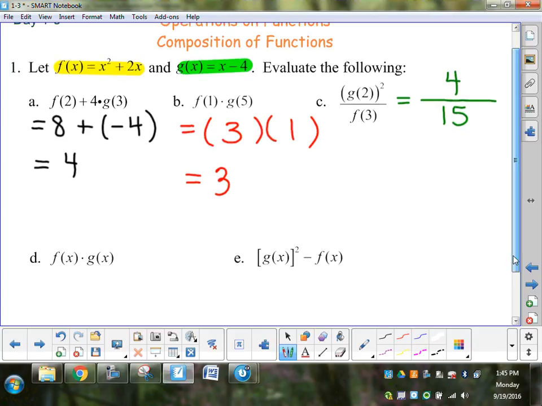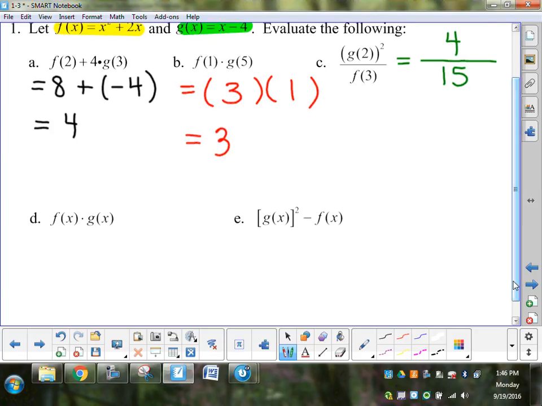Now, those first 3 were numeric answers. The next ones are going to be just expressions. It's telling you in question D to take the f of x and multiply it by the g of x. So Jordan, what is the f of x represented by? What expression?